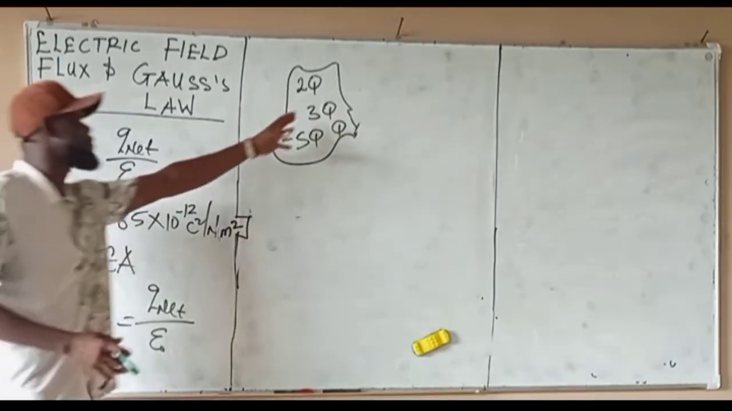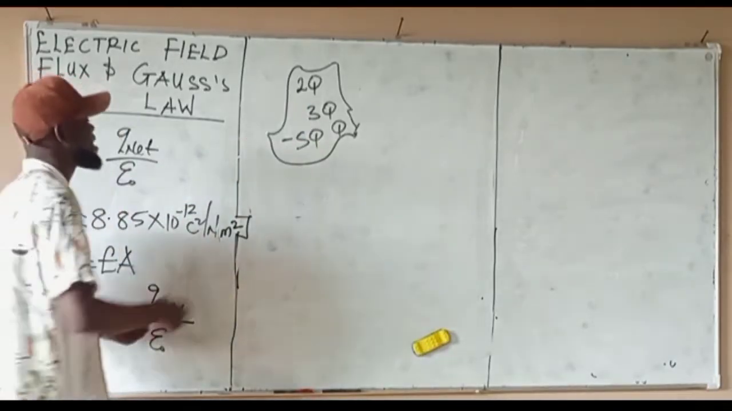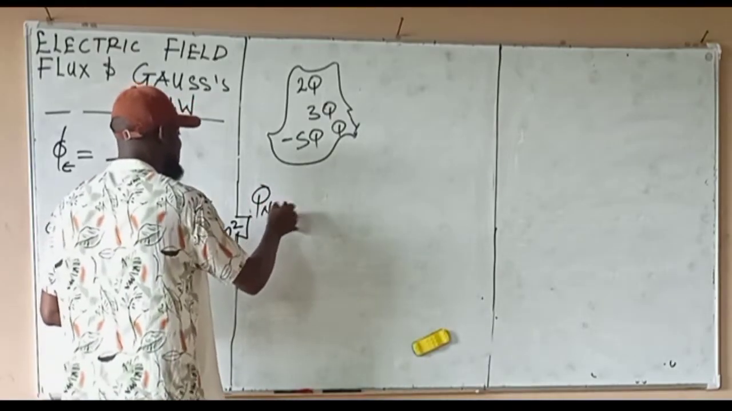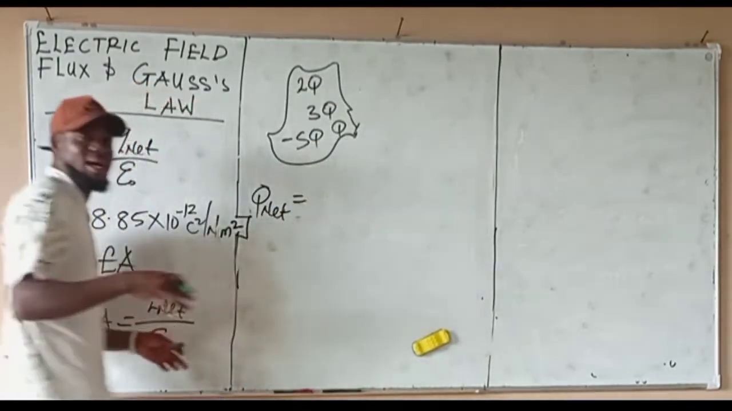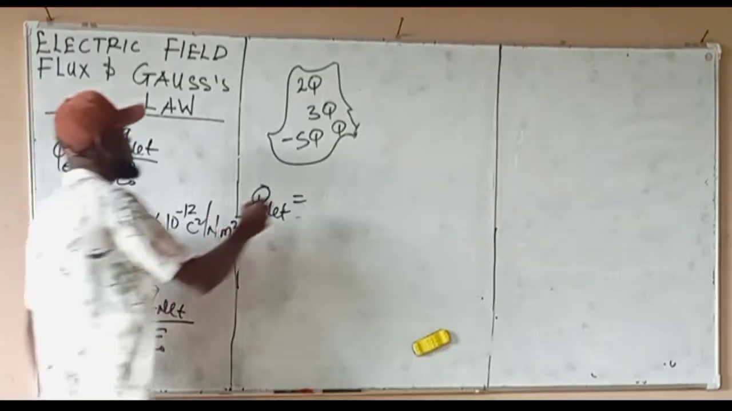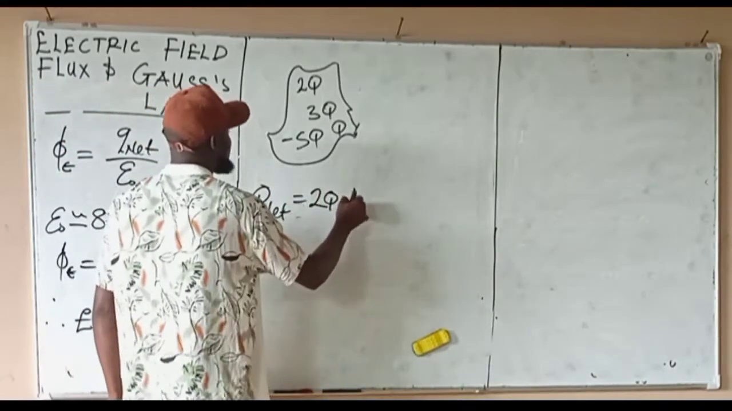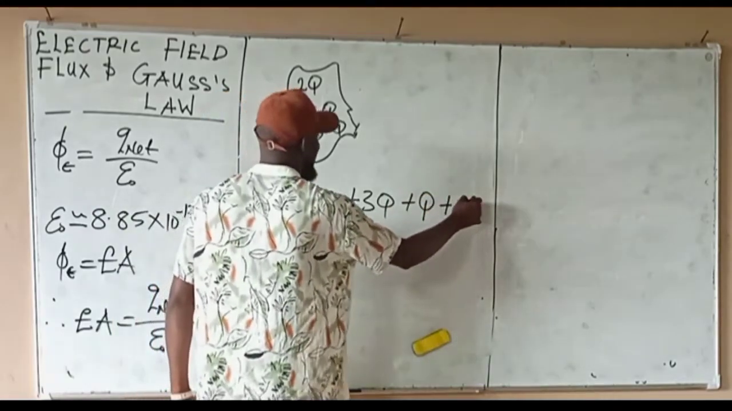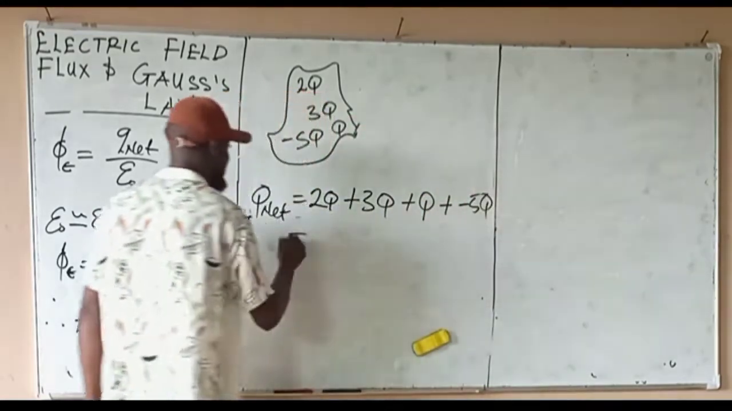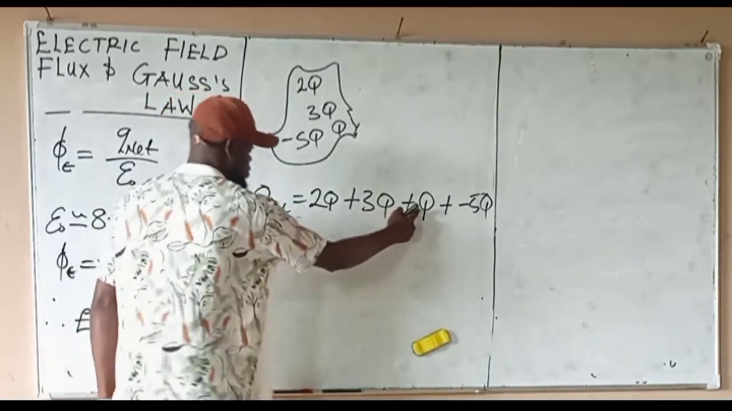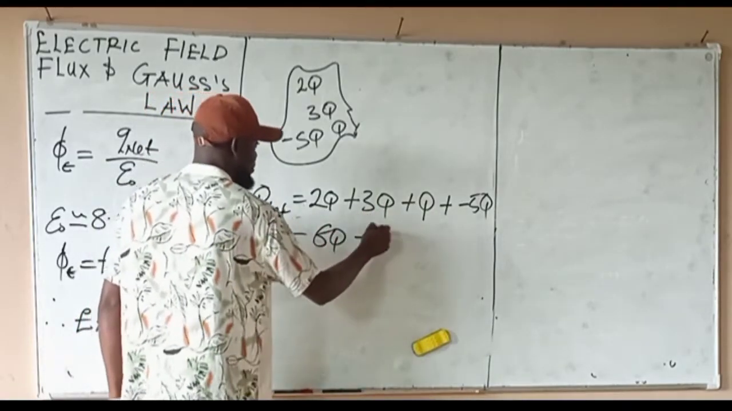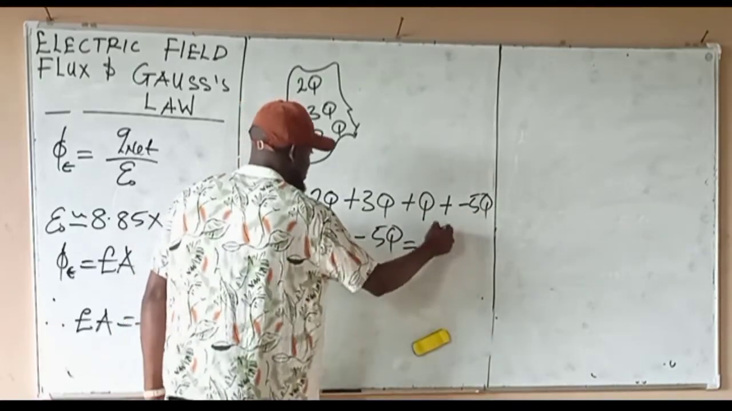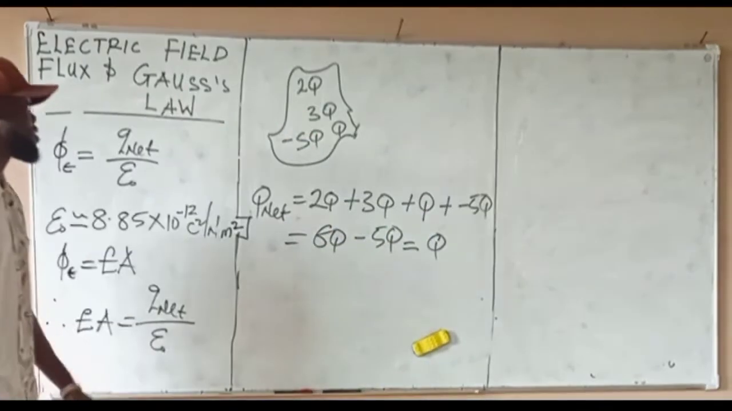So if I ask you what is the total flux leaving the surface, you check how many charges do you have here? We have 1, 2, 3, 4. The next thing you do, just calculate what is the net charge. Add everything together because charges can be added together. So we're going to have 2Q plus 3Q plus Q plus minus 5Q. So 2 plus 3, that is 5, plus 1, that is 6. We have 6Q minus 5Q, which gives us Q. That's what we're going to have.